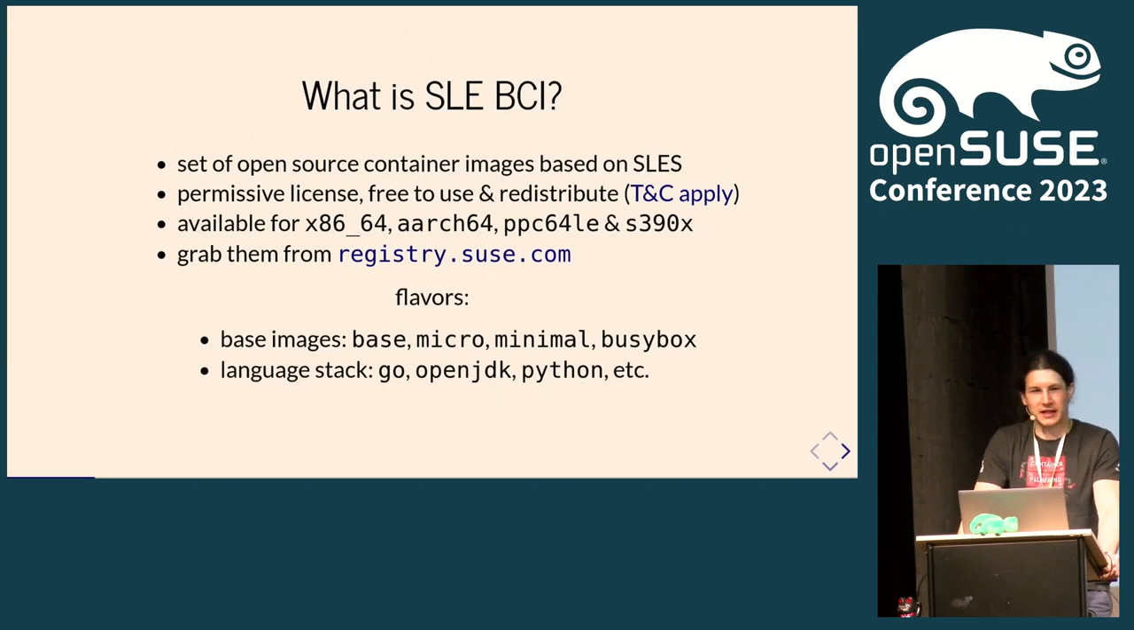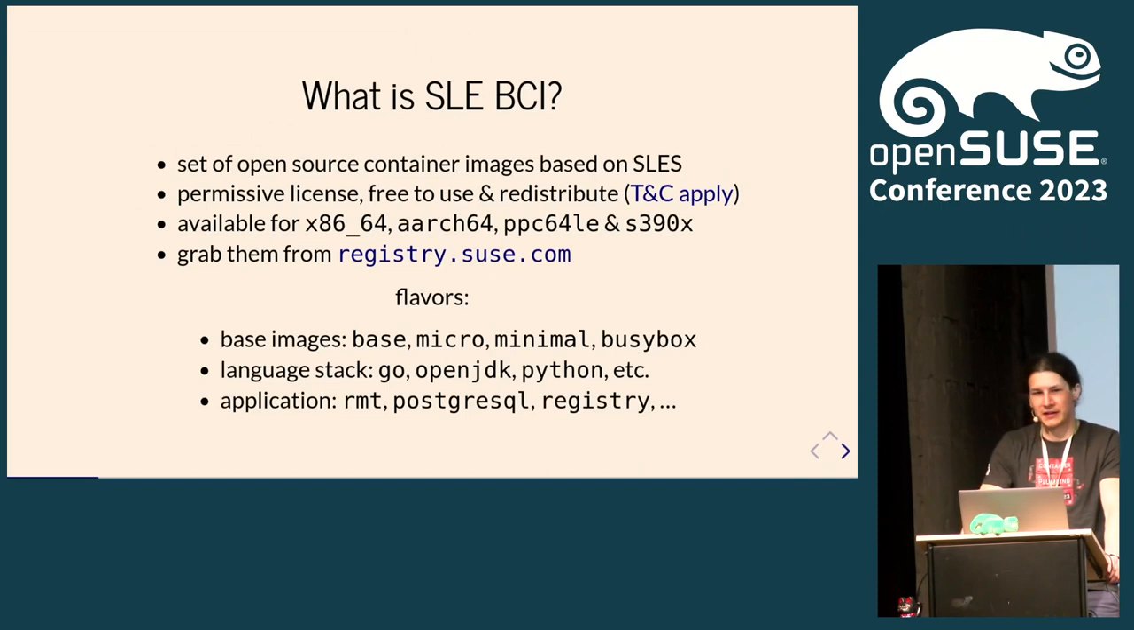We have language stack images, which include stuff like Go, Java, Python, .NET, Rust, and a bunch of others that I forgot about. And then we have also application containers like RMT, Postgres, the Docker registry, and you can find all that on registry.suse.com or also on the build service. Good. Commercial section end. Now we come to condense 2 years into 20 minutes.